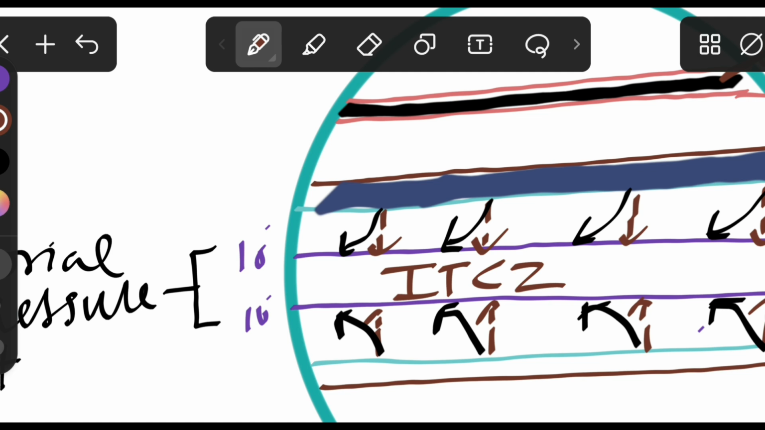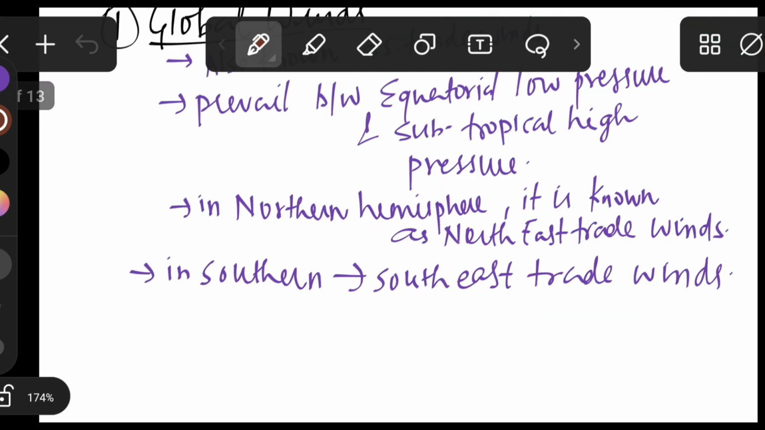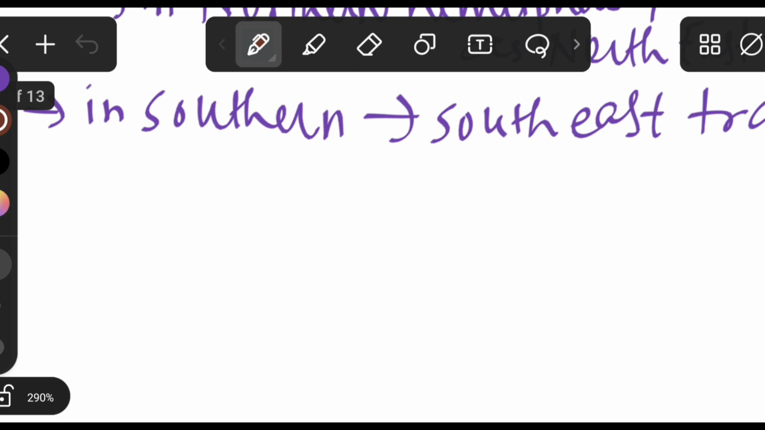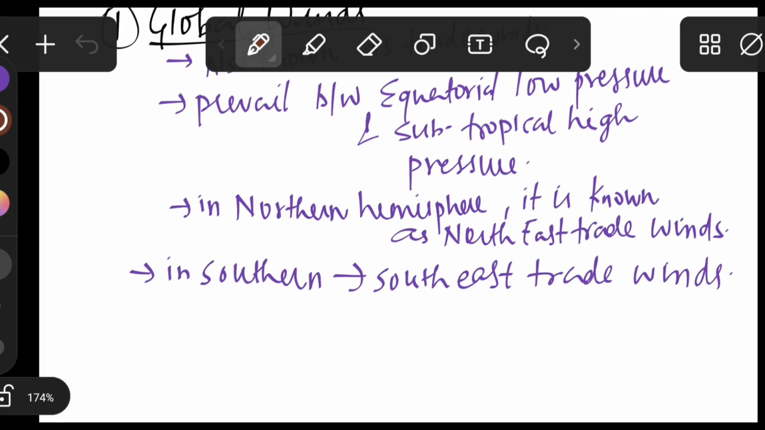The winds are onshore in the eastern margins of the continents, so they bring high rainfall to the eastern parts. As the wind continues to blow towards the west, the moisture decreases and the western margins get desertified. So you can observe that all the hot deserts of the world are restricted to the western margins of the continents in the trade wind belt.